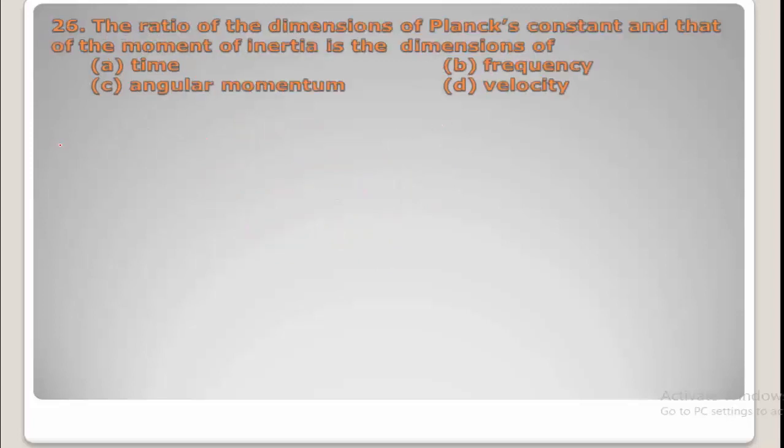Next one, the ratio of the dimensions of Planck's constant and that of the moment of inertia is the dimensions of. So there is a physical quantity, say x. This physical quantity is the ratio of Planck's constant and moment of inertia. Already we know that nh by 2 pi is equal to I omega.